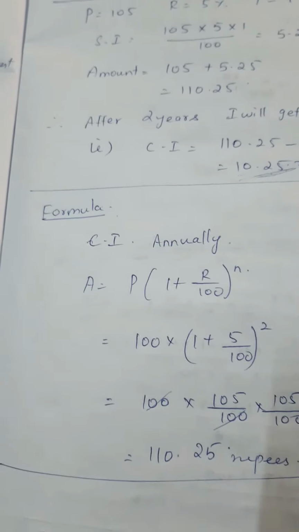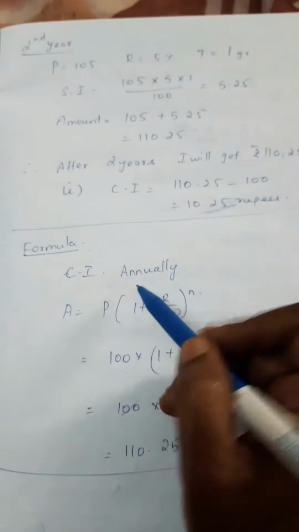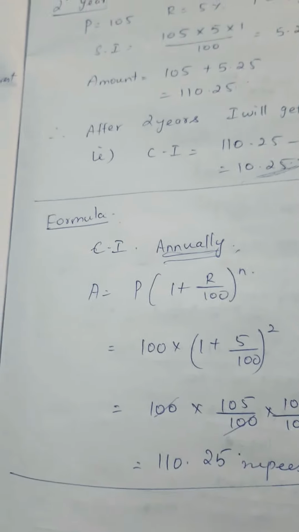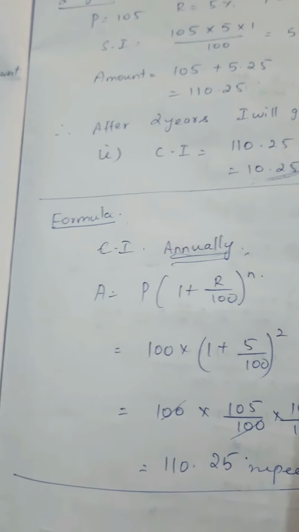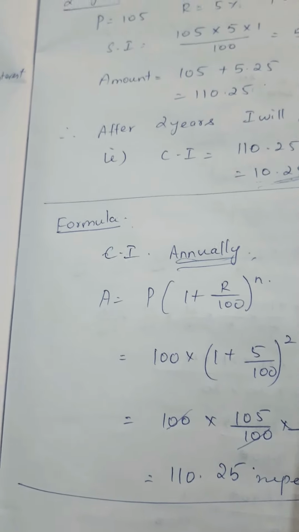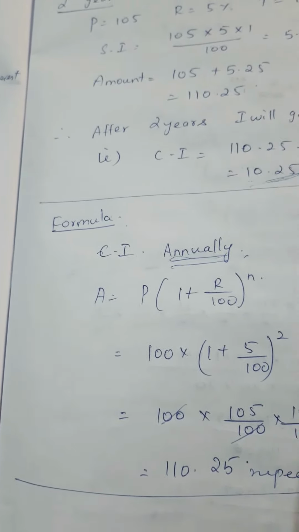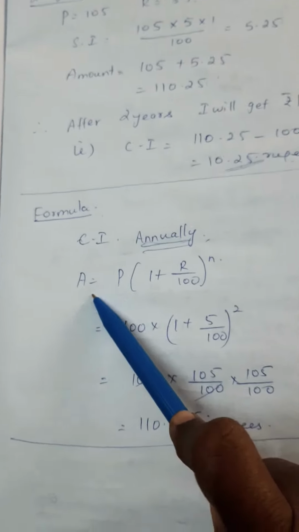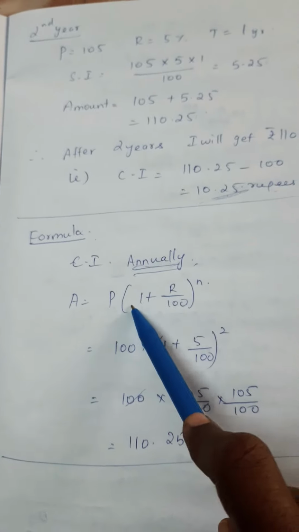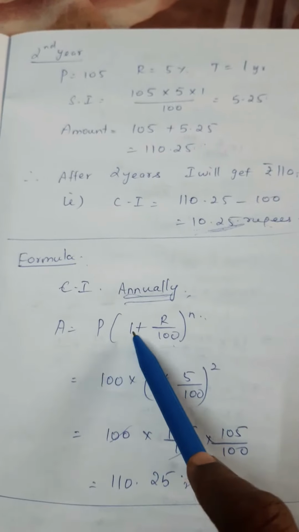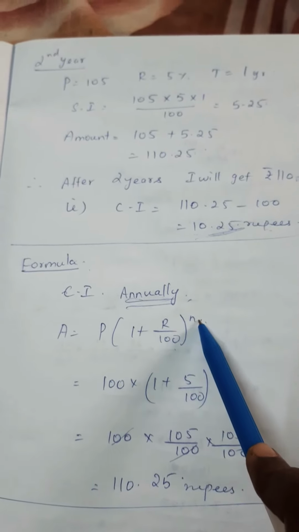So the formula for finding compound interest annually. What is annually? Annually means the interest is calculated at the end of every year, at the end of the first year, the second year, the third year, the fourth year, like that. If the interest is calculated every year, the formula is amount equal to principal into 1 plus r by 100 the whole to the power n.